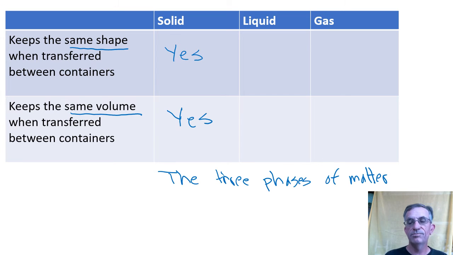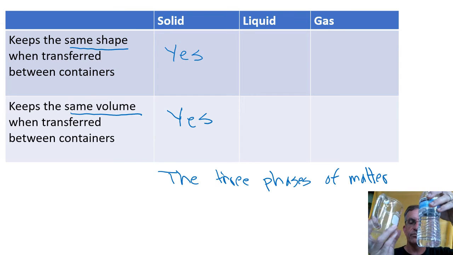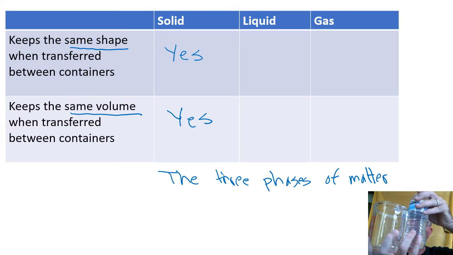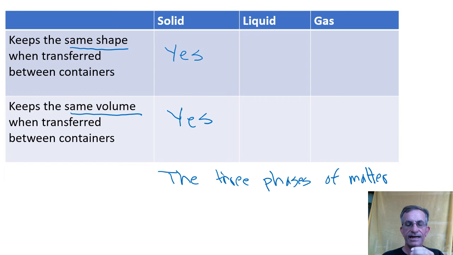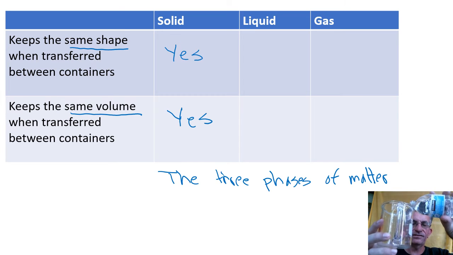All right, let's move on to a liquid. You know what probably the commonest liquid is, right? Water. So if I take water and I have it in this bottle, and I'm now going to move it into this cup, into this beaker. When I move it in here, let's see what's going to happen. One thing that'll happen is I can pour it. So does it keep the same shape when I move it from one place to another?